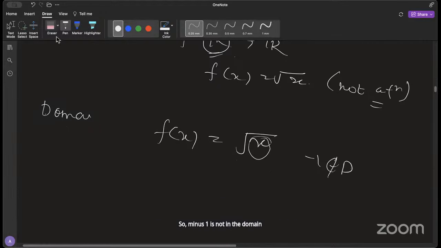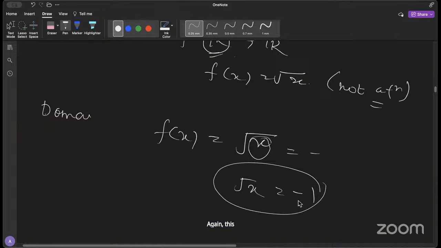Then coming to the range, what could be the range? You cannot get negative values. Root x cannot be negative. This does not have a real solution, and in fact, it does not even have an imaginary solution, I believe.